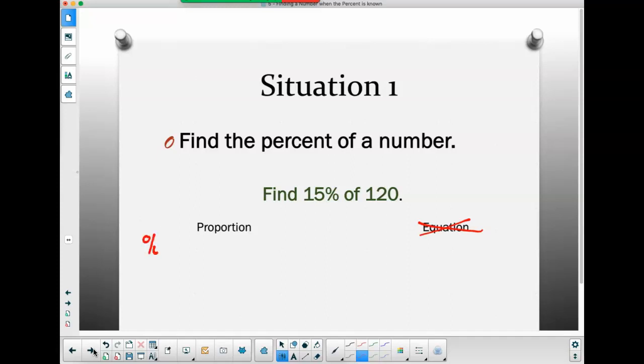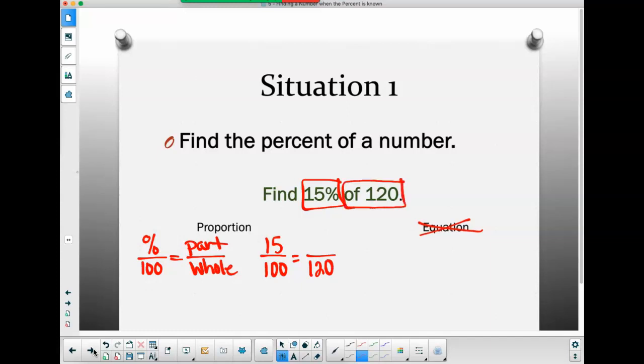Remember the proportion: percent over 100, part over whole. Do we know the percent in this problem? Yeah, I think so. It says 15%. So 15 over 100. Where should the 120 go, on the top or the bottom? Krista? Bottom. I know it goes on the bottom because it says of 120. It's 15% out of 120.